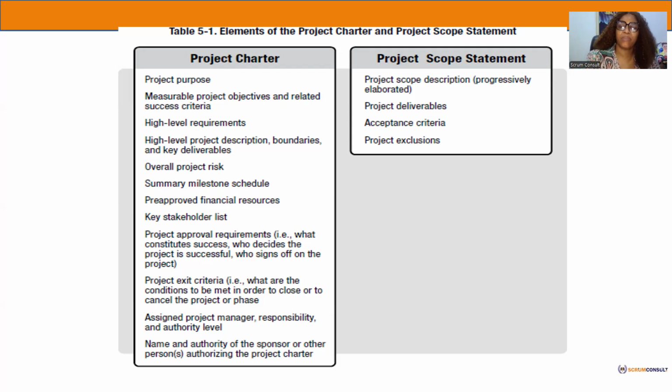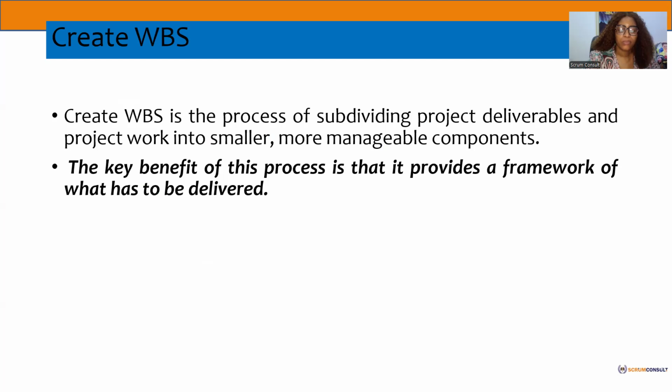So you have your scope statement. This is what your scope statement should look like. You have your scope description, progressively elaborated, project deliverables, acceptance criteria, and project exclusions. I saw this recently in an exam. When you're looking at project scope statements, it's not just what the scope covers, but also what is excluded. We need to spell it out: this is what we are doing and this is what we are not doing, in terms of acceptance and approval. And that's what we have.